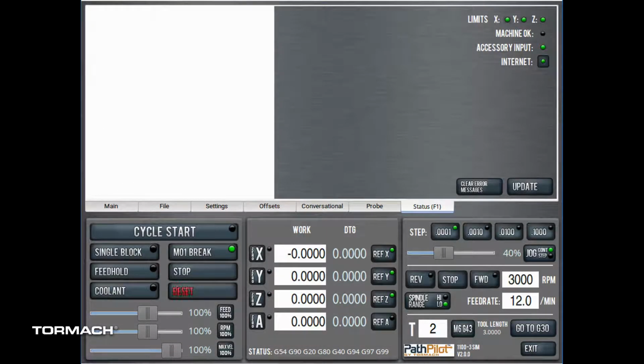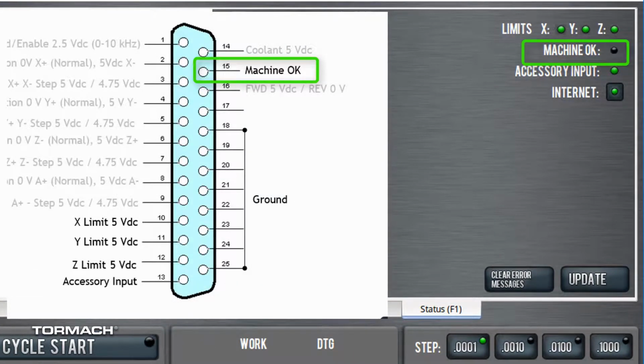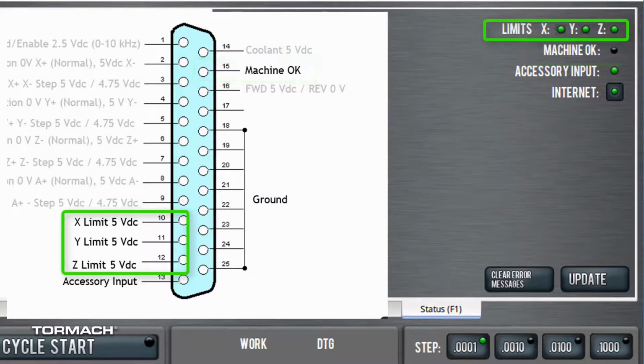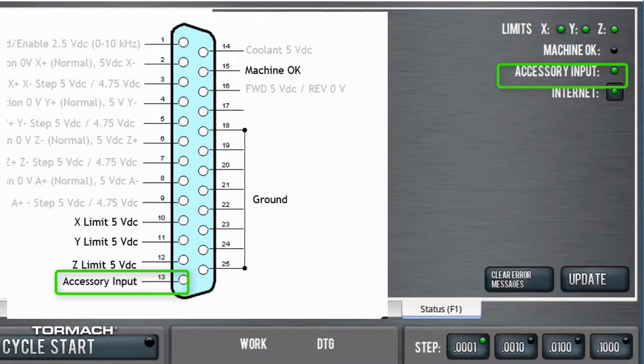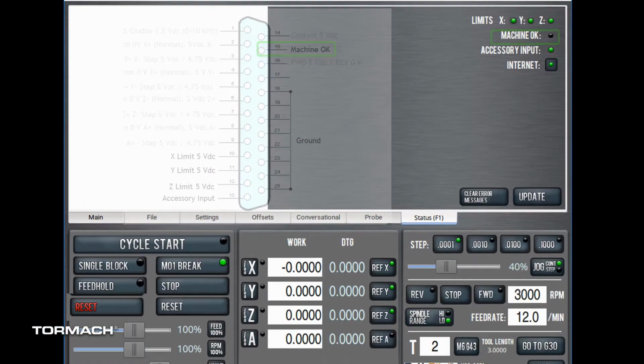For these tests, we'll describe and check pins related to fundamental machine communication, consisting of machine OK, X, Y, and Z limits, and accessory input. Machine OK is a handshake line between the machine and the controller. This line is normally grounded when functional.